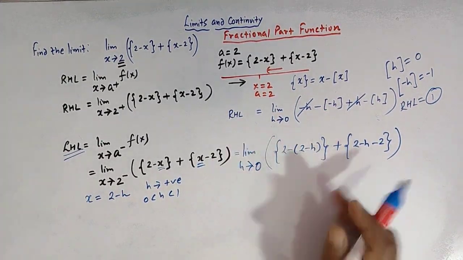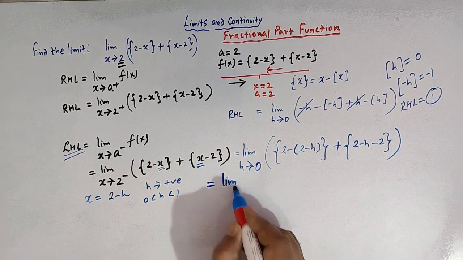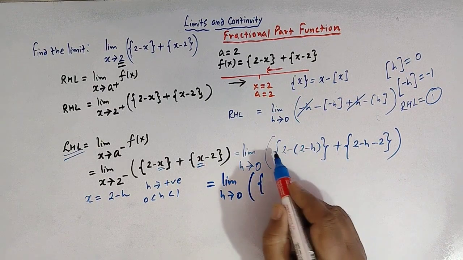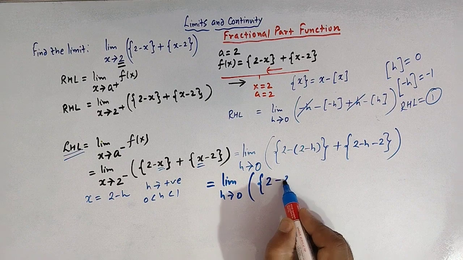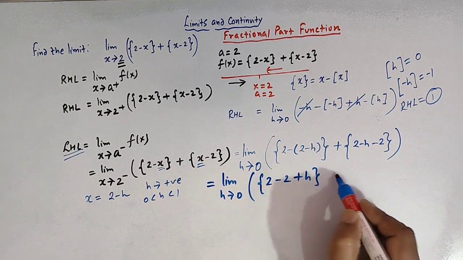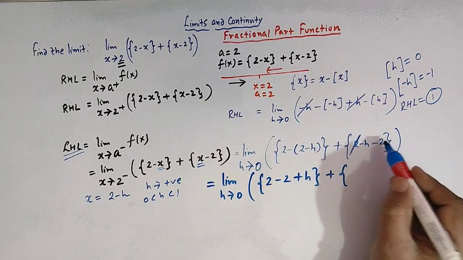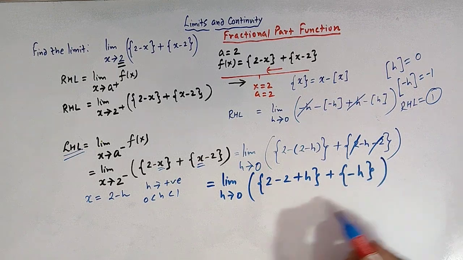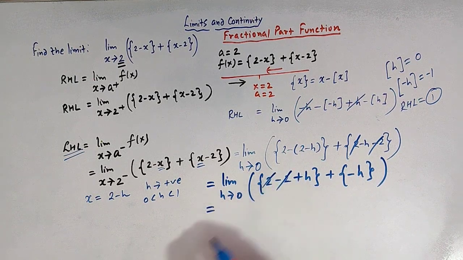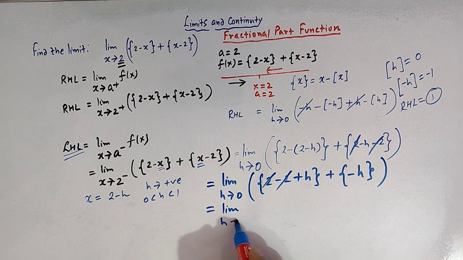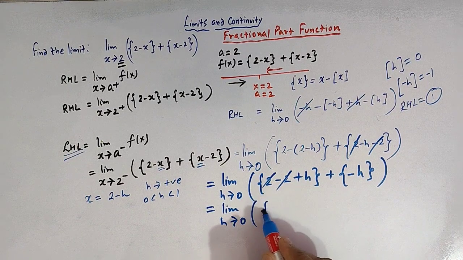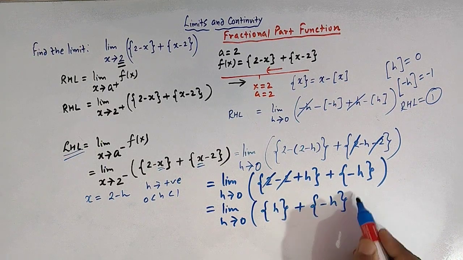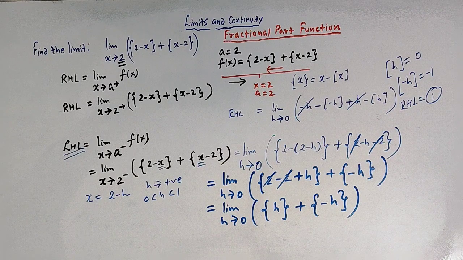So now let us simplify this expression. So we have limit h tends to 0, and here we have the fractional part of 2 minus 2, and here we have plus h, and then this 2 and this 2 get cancelled, so we are left with minus h, right? So now this 2 and this 2 get cancelled. So we are left with limit h tends to 0. And here we have fractional part of h plus fractional part of minus h, right?